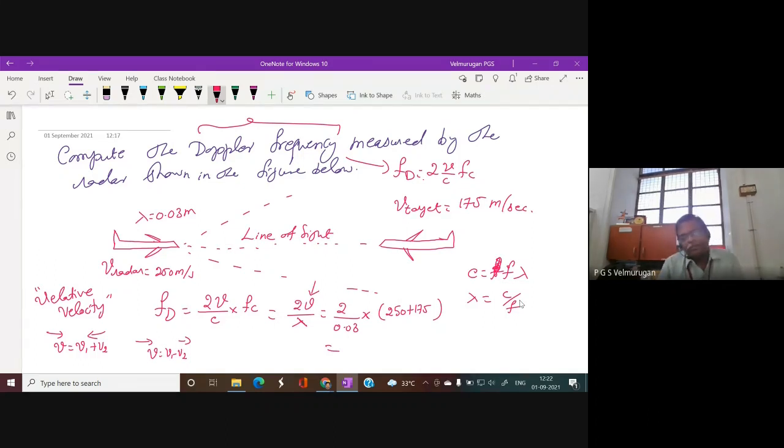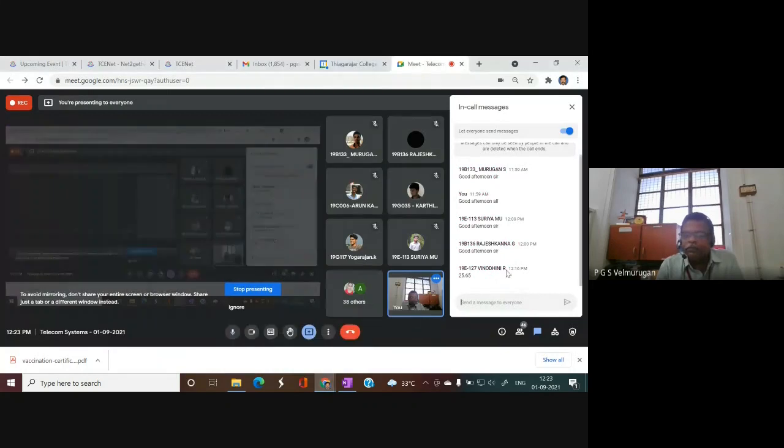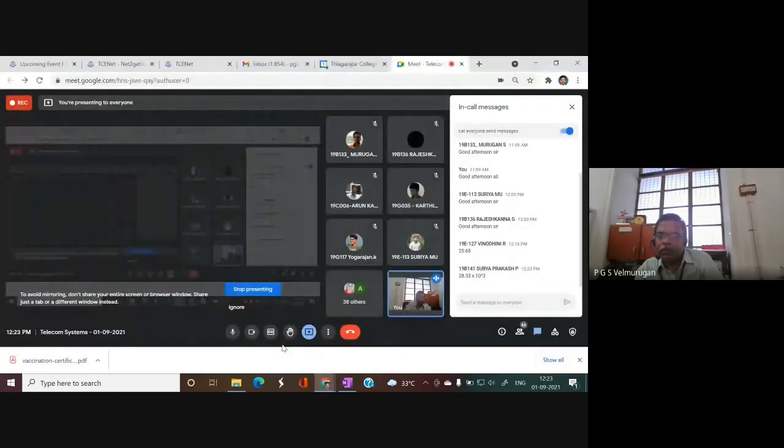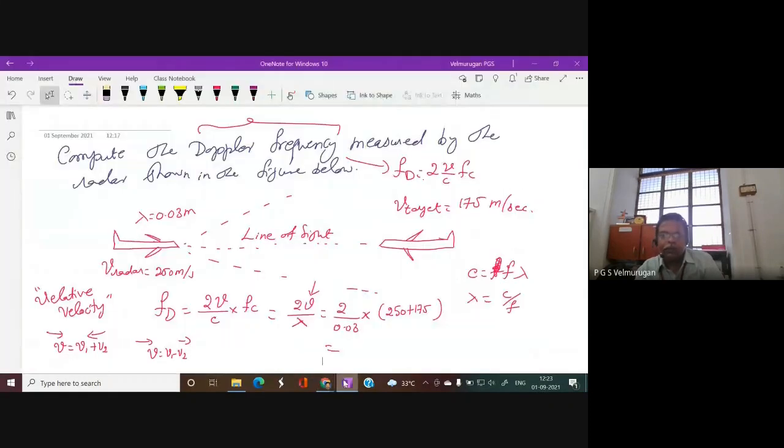எவ்வளோ போகிறோம்? 2/0.03 into 425. You will get an answer of, யாராச்சும் ஆன்சர் போட்டிருக்கீங்களா? How much you will get? Sir, 28,000. 28.33 kilohertz. Very good. So you will get around 28.33 kilohertz வருதா? So this is the Doppler shift for this case.